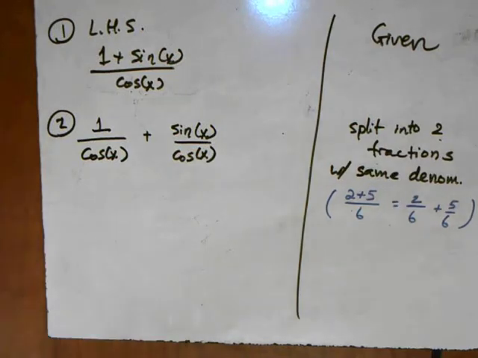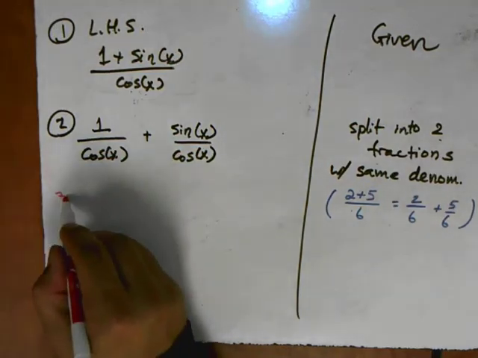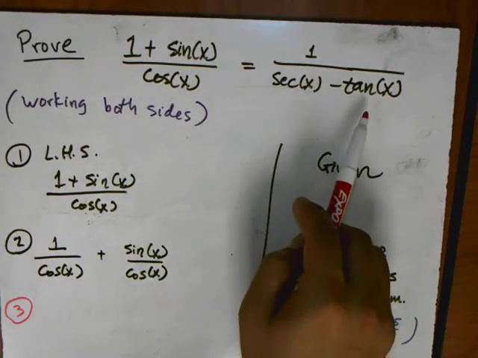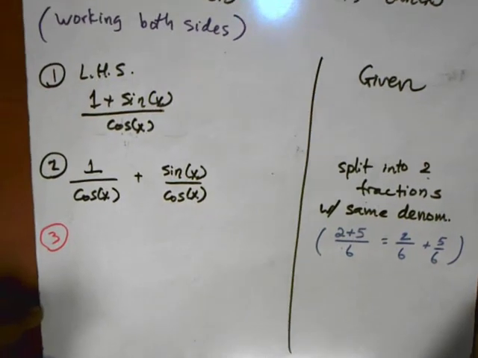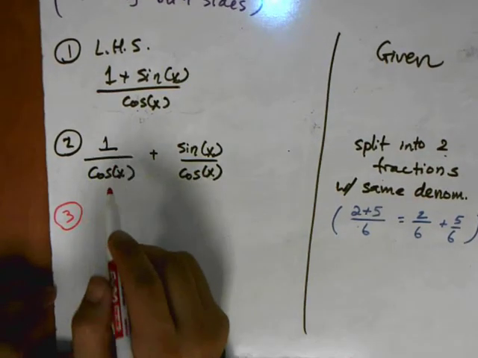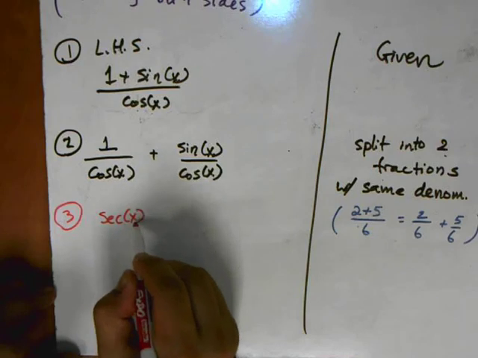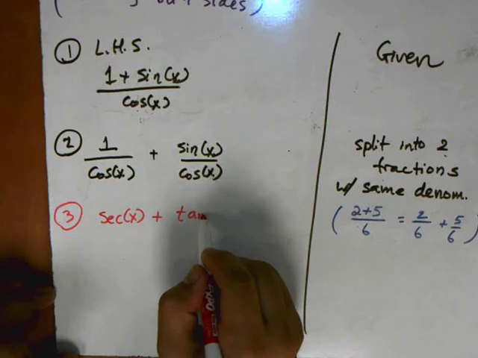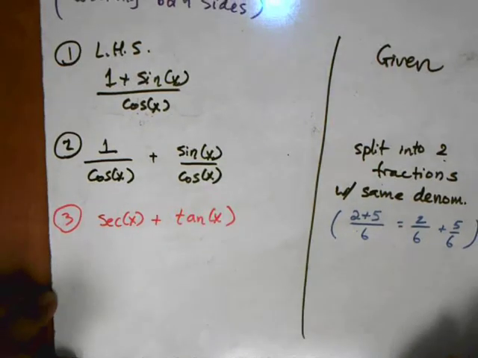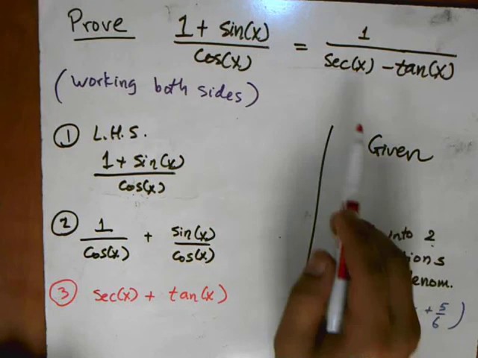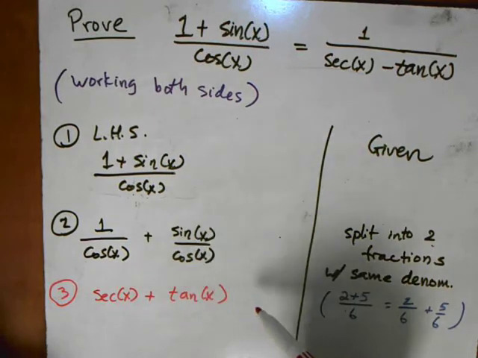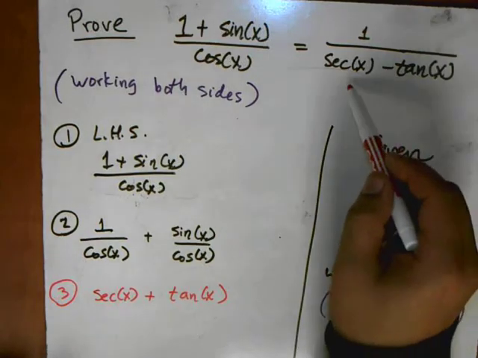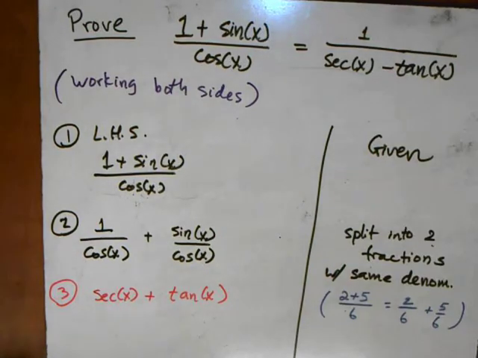Okay. And the reason that I wanted to split these fractions is that I have a secant and a tangent in the right hand side. Okay. So by splitting this, 1 over cosine is really secant, and sine over cosine is really tangent. So that gets me a little bit closer to what I wanted to prove. I'm not quite there yet. I have a secant and a tangent here, but it's not written in the same way as 1 over secant minus tangent.